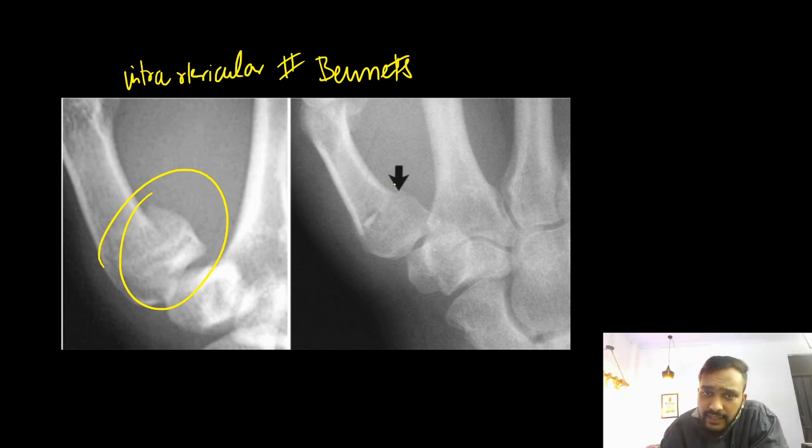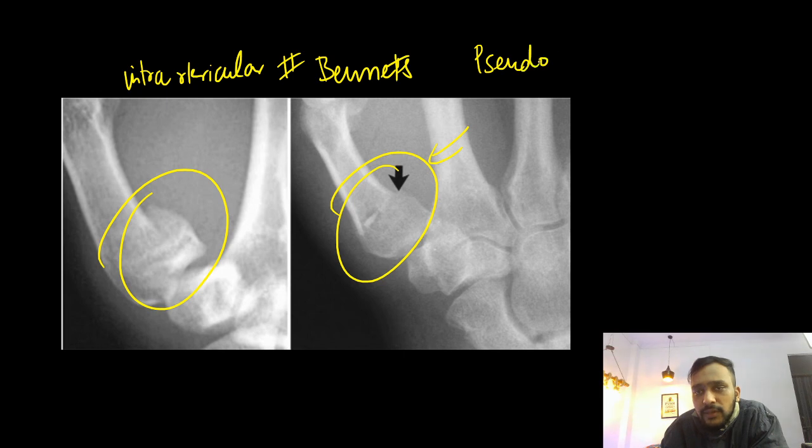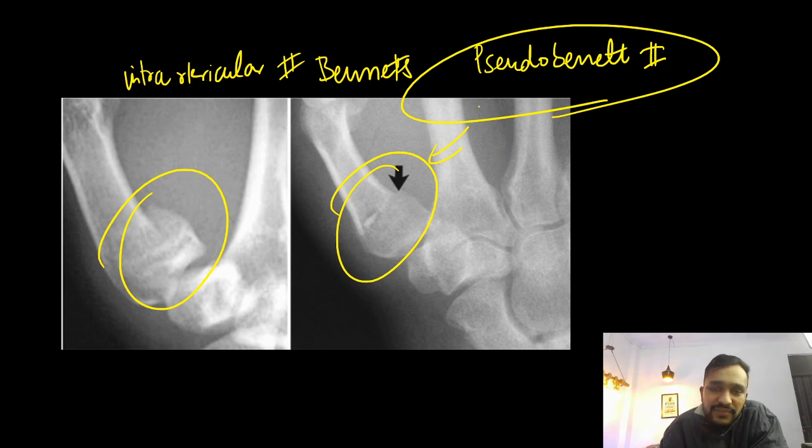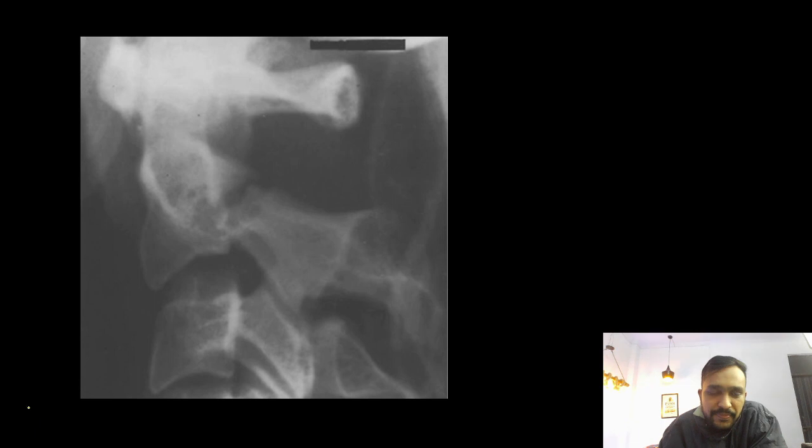In the second image, we can see that this is a pseudo Bennett fracture. Why is it a pseudo Bennett fracture? Because it is not involving your articular surface. That is why this is known as a pseudo Bennett fracture.